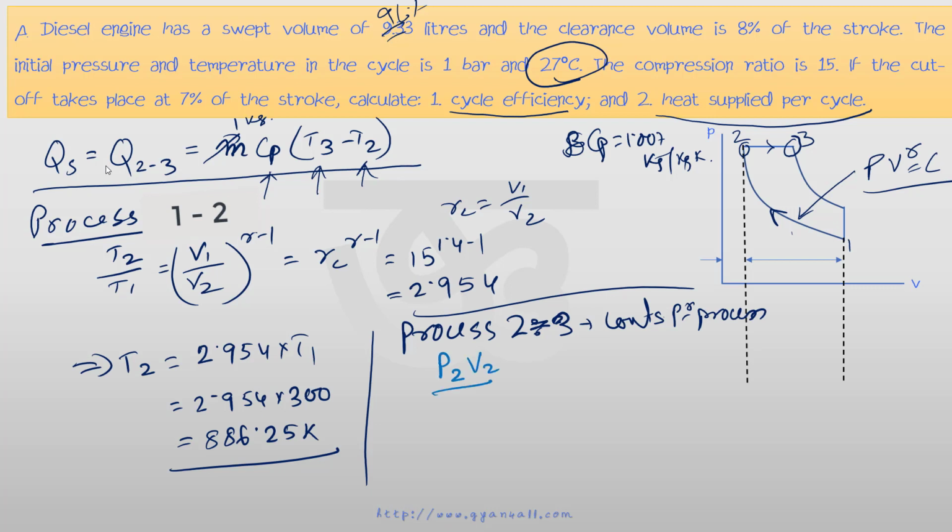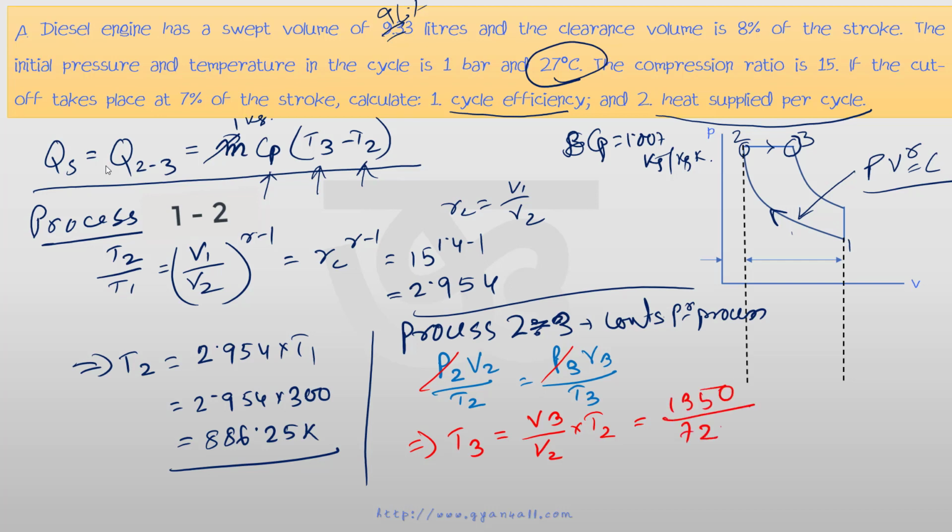P2 V2 by T2 is equal to P3 V3 divided by T3. P2 equal to P3, constant pressure process. So it will be like this. T3 is equal to V3 divided by V2 into T2. So V3 divided by V2, we already know V3 is equal to 1350 divided by 720 V2 into temperature 886.25.